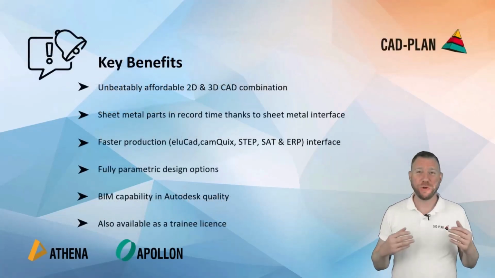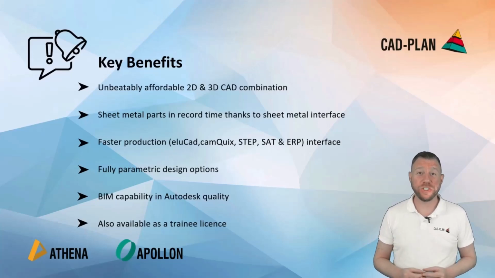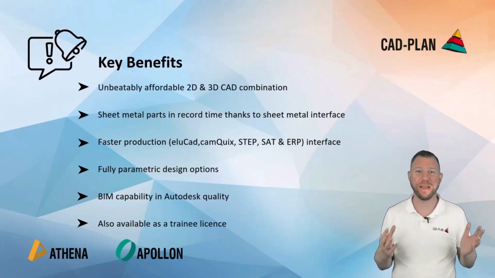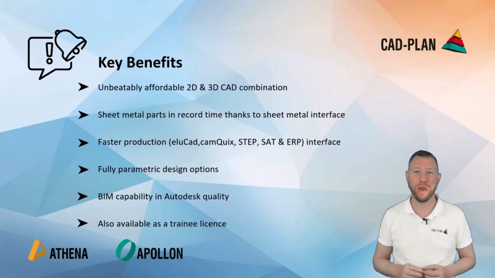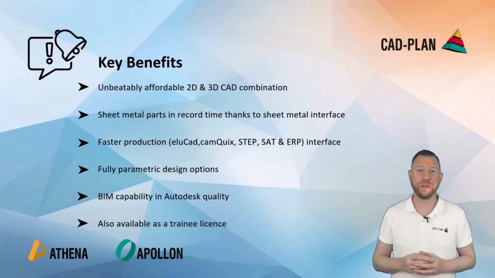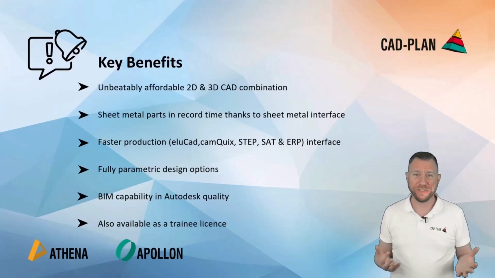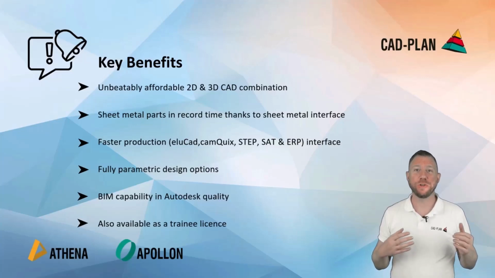The CAD Complete Collection combines powerful 2D and 3D CAD solutions in one highly attractive package. You benefit from an exceptionally cost-effective overall solution that efficiently connects planning, engineering, and manufacturing. One key advantage is the sheet metal interface, which allows sheet metal bent parts to be created and further processed in record time. This not only accelerates the design process, but also significantly shortens the path to production.